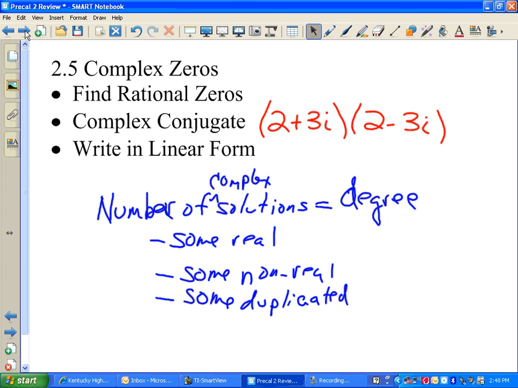And then finally, you could write that in linear form. I'm not going to have you do that on the test, so don't worry about that. What you do need to know from this section, though, is that the number of complex solutions is equal to the degree. It's just that some may be real, some may be non-real. If they're non-real, they come in pairs. And some may be duplicated. So solutions does not mean x-intercepts because they may be duplicated and they may not be real. So again, non-reals don't cross the x-axis.